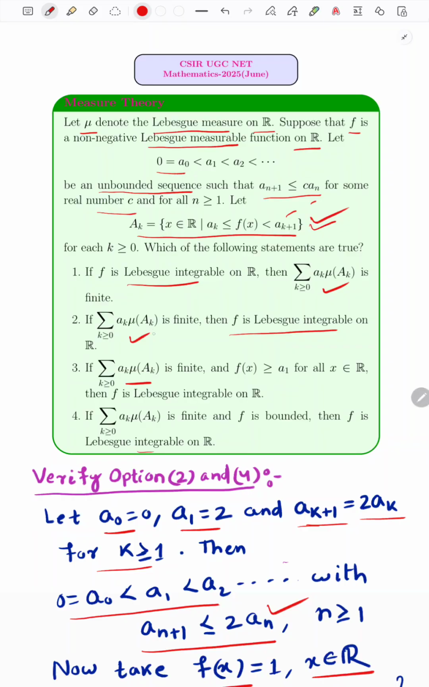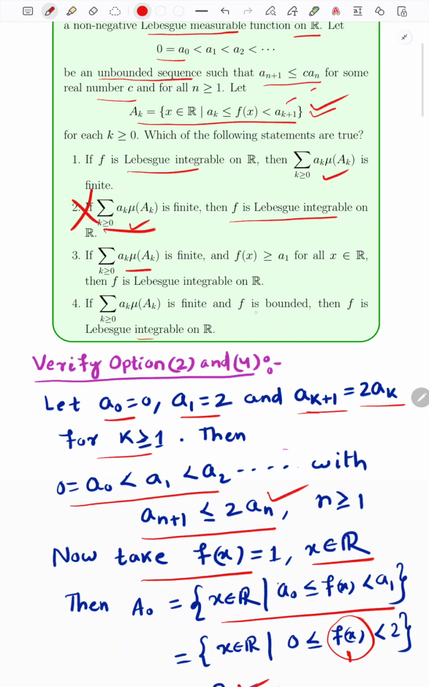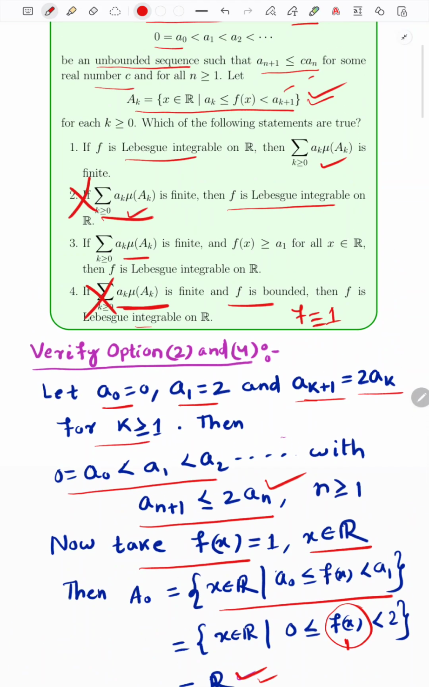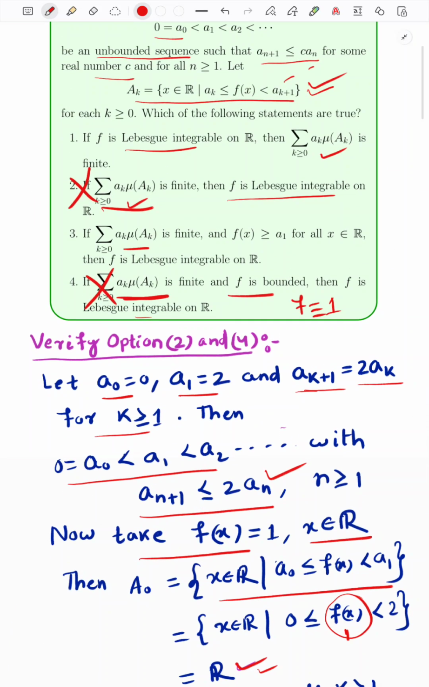Option 2 is saying that if this series is finite, in our case this series is finite, then f is Lebesgue integrable, but f is not Lebesgue integrable in our case, so option 2 is false. And option 4 is saying that if f is bounded, but we have taken the function f identically equal to 1, it is a bounded function. In this case also this series is finite, but f is not Lebesgue integrable, so option 4 is also false. Now let us verify option 1 and option 3. These two are the correct options.